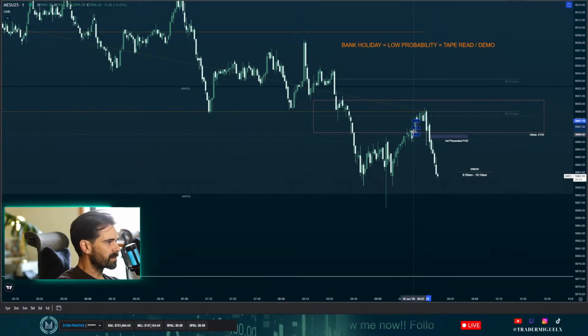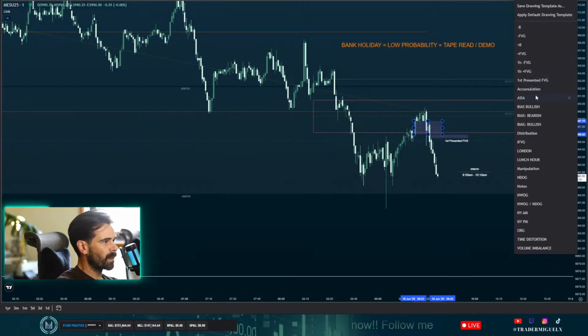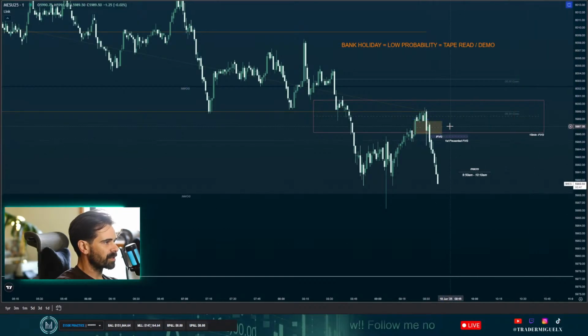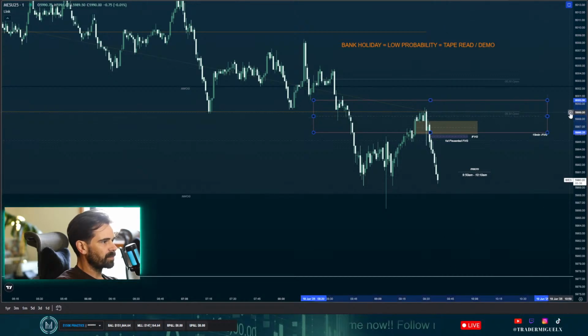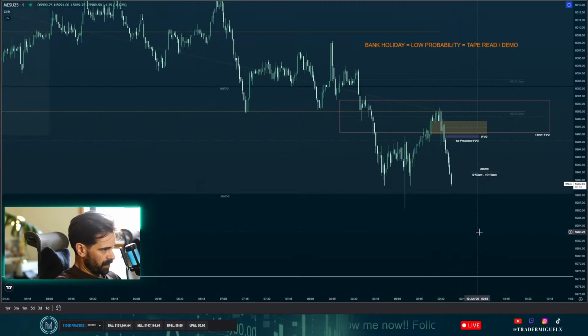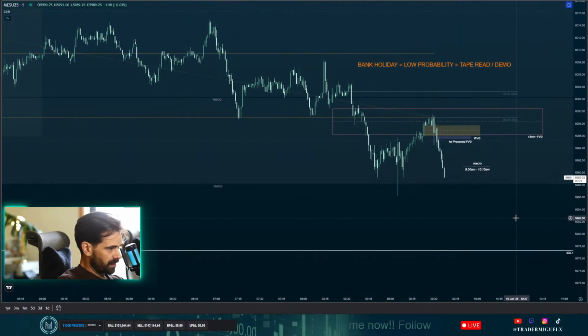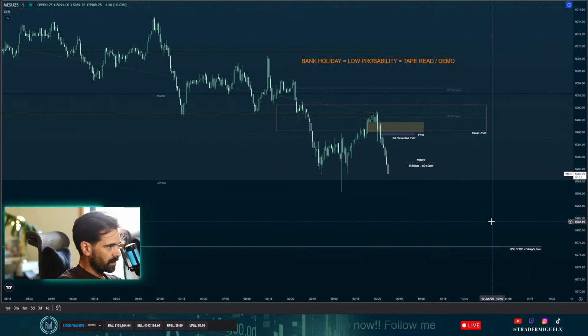We have this fair value gap, the bullish one that got inverted. So for now, price action is kind of clean. We have an inversion inside a bearish higher time frame fair value gap. Next, we presented the first presented fair value gap. Price never came into it, and it's reaching down here. So I guess the next target is, in fact, Friday's low.